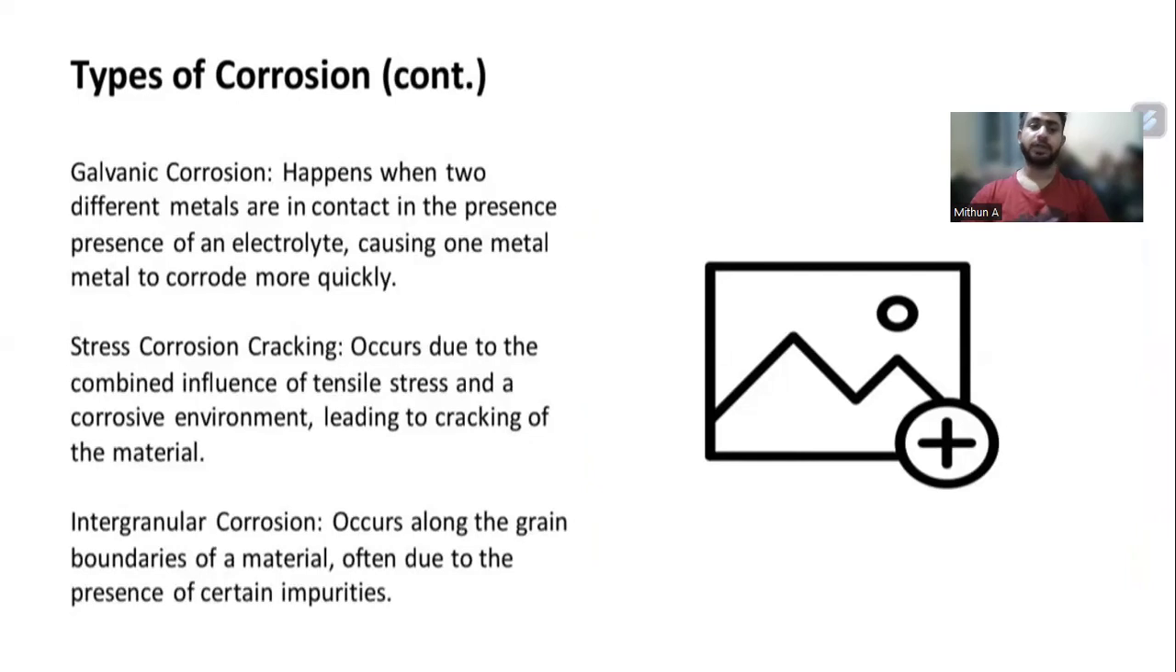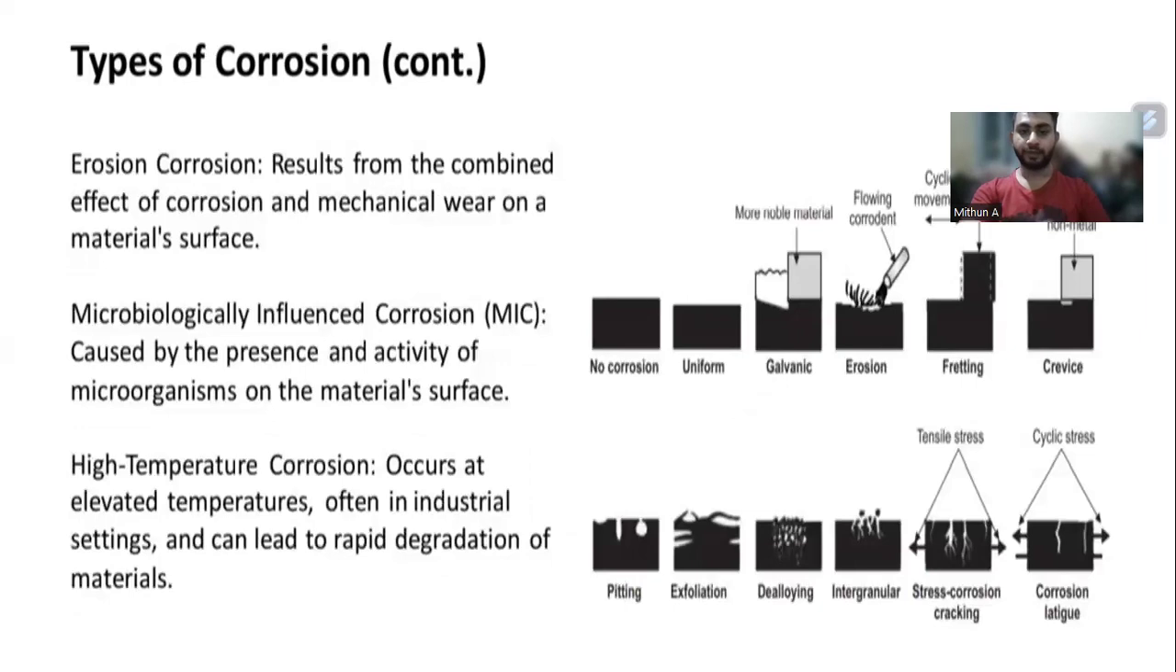Types of corrosion. Galvanic corrosion happens when two different metals are in contact in the presence of an electrolyte, causing one metal to corrode more quickly. Stress corrosion cracking occurs due to the combined influence of tensile stress and a corrosive environment, leading to cracking of the material. Intergranular corrosion occurs along the grain boundaries of a material, often due to the presence of certain impurities.